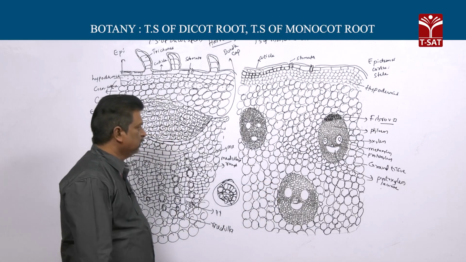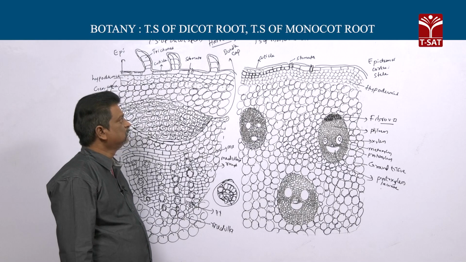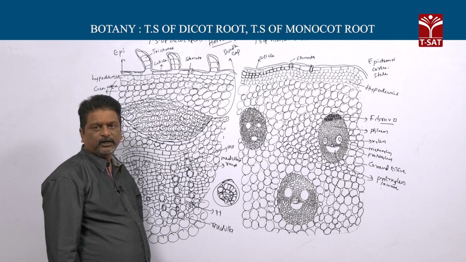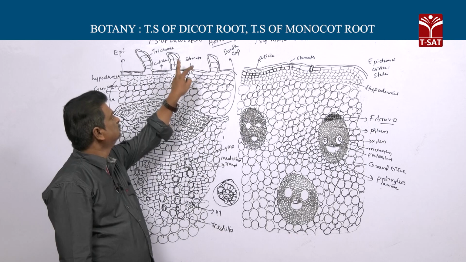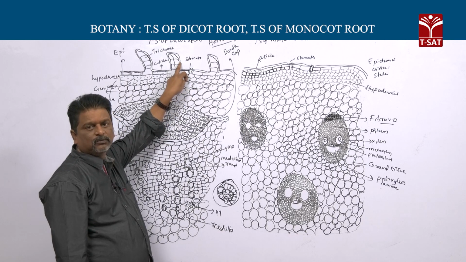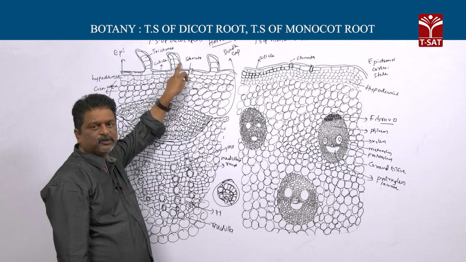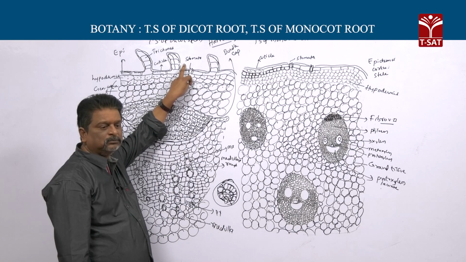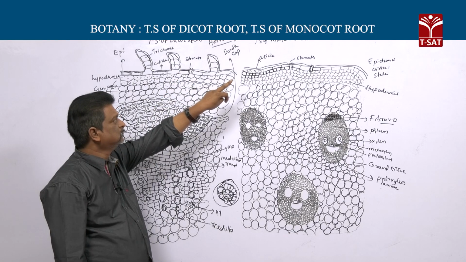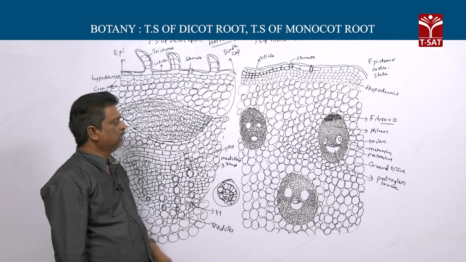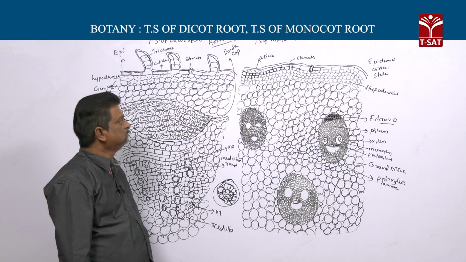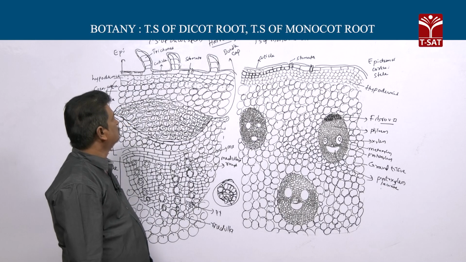Now, differences between dicot and monocot stem. Dicot stem, trichomes present. Monocot stem, the trichomes are absent.